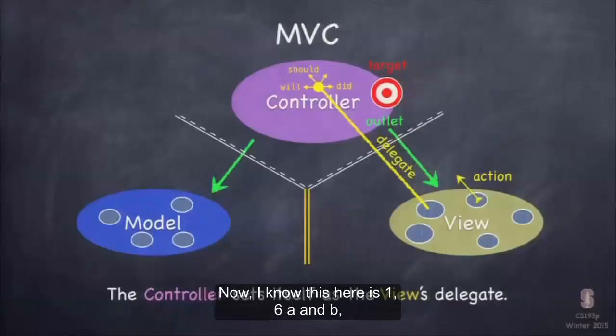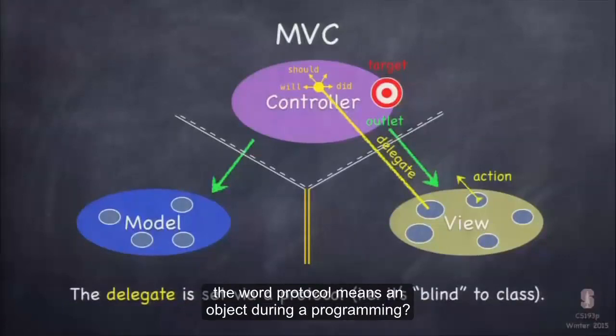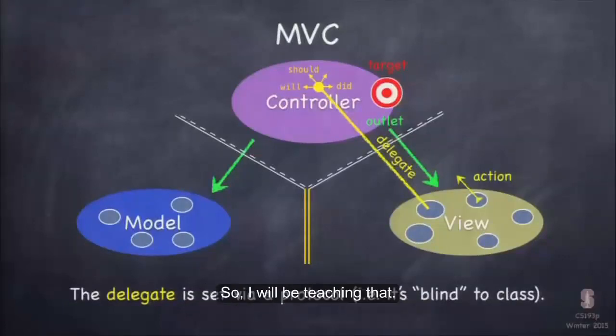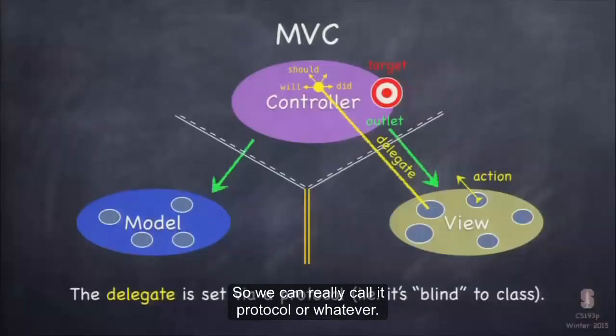Now, I know that CS106 A and B do not teach protocols. How many people know what the word protocol means in object-oriented programming? You can see very few of you. So I will be teaching that. A protocol is just a blind way to talk to another object. When I teach you, you're going to be like, oh yeah, I know what that is. We just didn't really call it protocol. But that's how we do delegation, this blind communication.